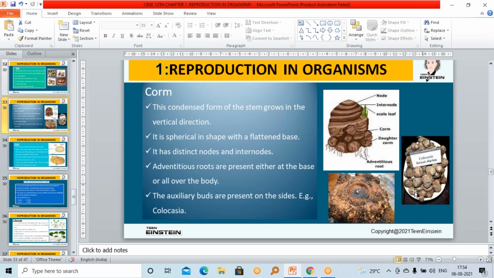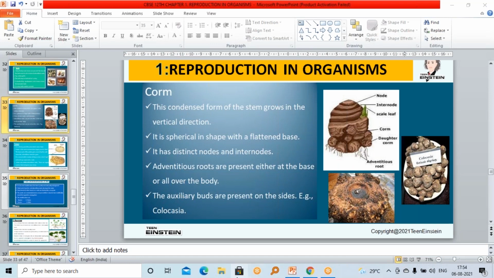Example is Colocasia and Amorphophallus. These are the examples for corm, which is an underground stem modification. Hope you are familiar with this. It is a condensed form of stem, a condensed form of rhizome, and it is growing in vertical direction, and more or less these are spherical.